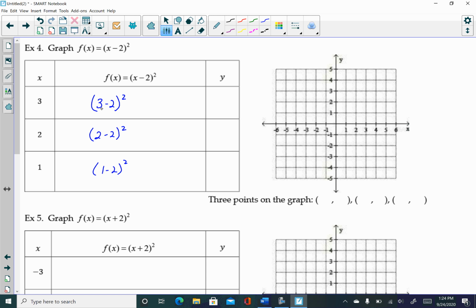So now we just clean this up. We know 3 minus 2 is 1, 1 squared, that's still 1. 2 minus 2, 0, so 0 squared, still 0. 1 minus 2 will give you negative 1, negative 1 squared, positive 1. Anytime you take a negative and you square it, it comes out positive. Let's plot these points. You notice I did choose some different values here. You'll see why in just a second. So if I plot 3, 1, 2, 0, and then 1, 1.